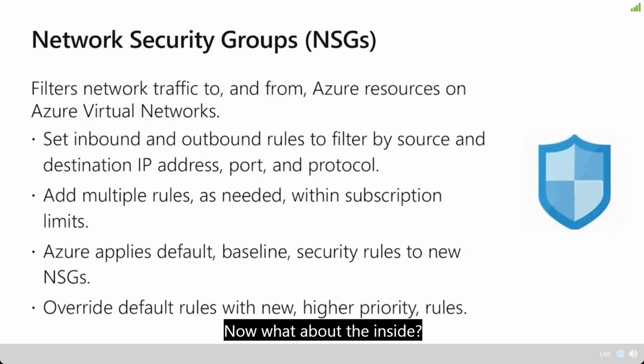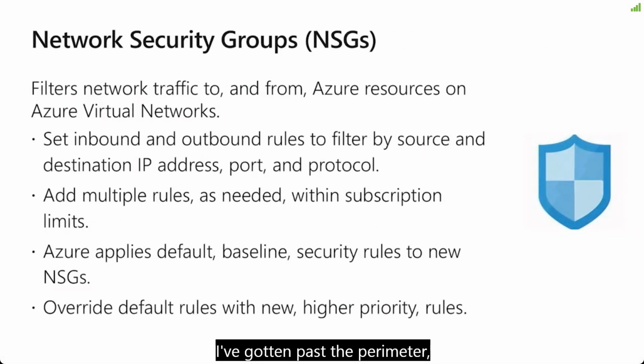Now, what about the inside? I've gotten past the perimeter. I'm valid traffic. I'm allowed port 83. Now, how do I move around inside of Azure? Firewall, DDoS, perimeter, external. Network security groups inside of Azure.